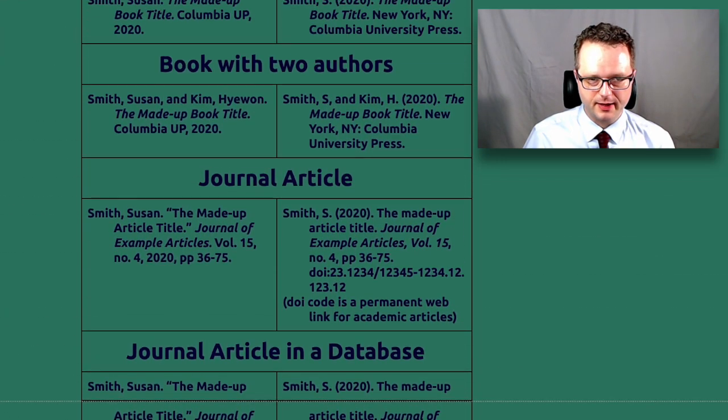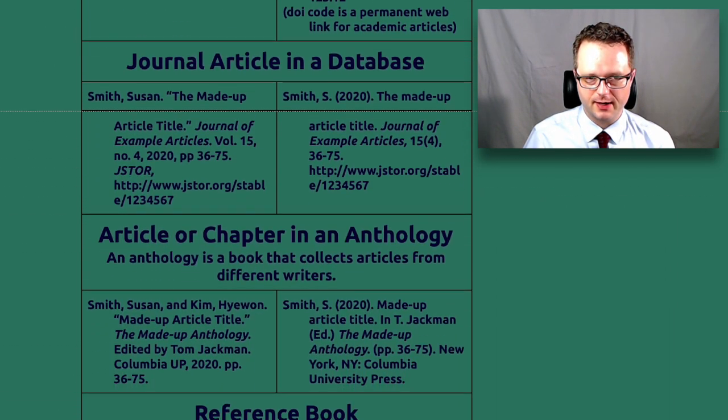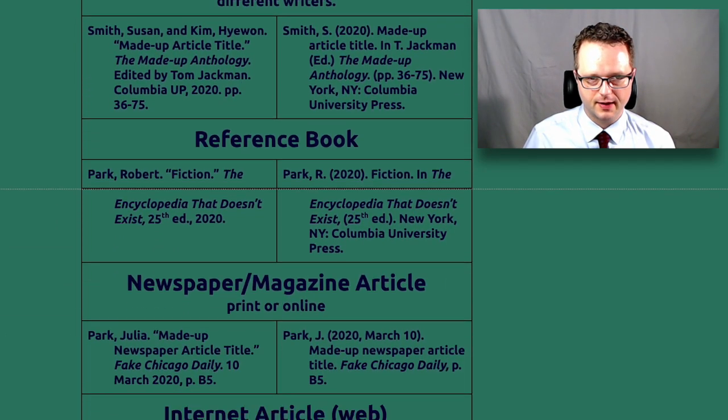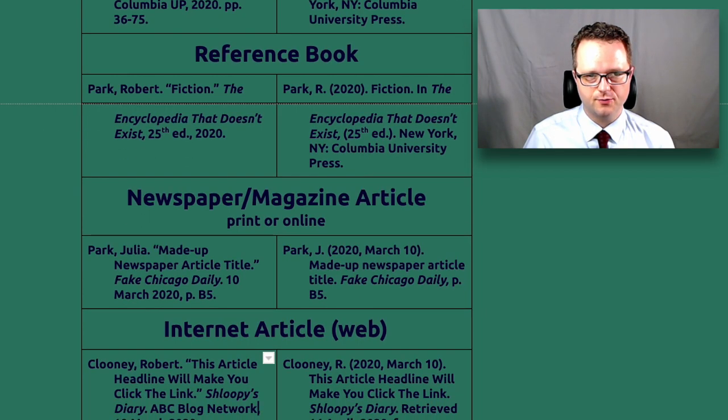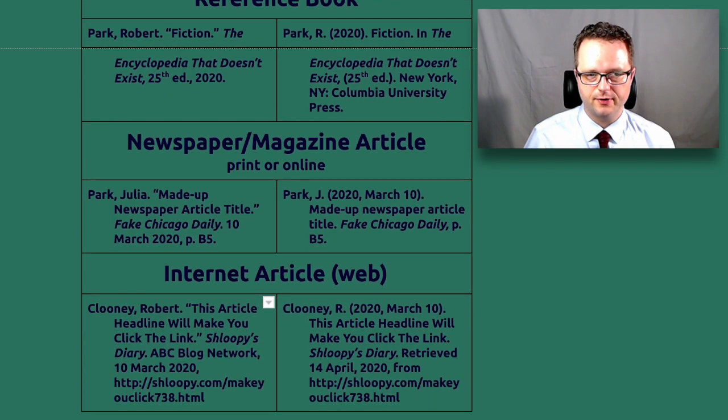And again, MLA uses quotations, APA doesn't. Okay, so these are the differences. Here's a work with an editor. Most anthologies have editors. An encyclopedia entry, this is how you do that.